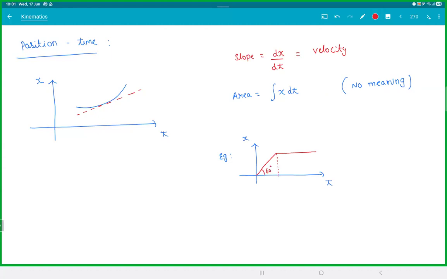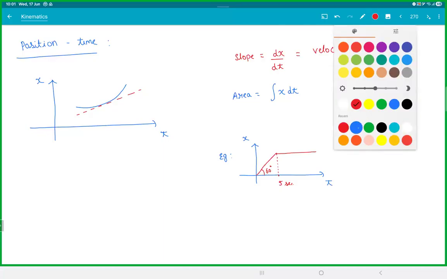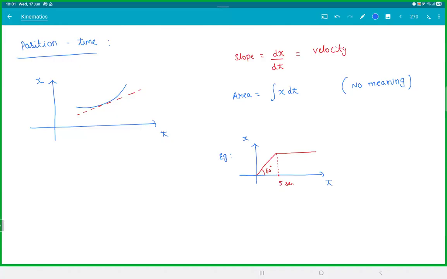Let's say this is 60 degrees, and let's say this is 5 seconds. Understand the meaning of this. The meaning of this graph is the body is not at rest. What is the speed here? The slope is tan 60. The body starts from origin.